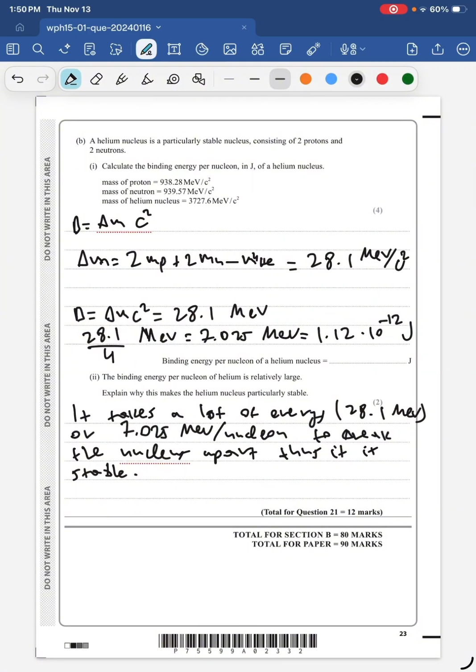So I'm gonna stop here. This was Unit 5 from, what was it again, January 2024.